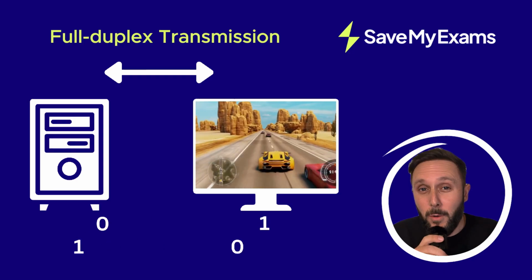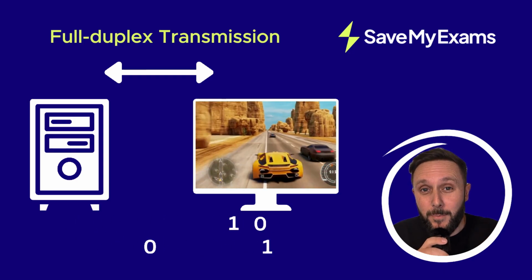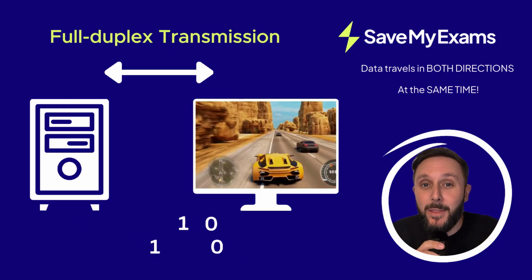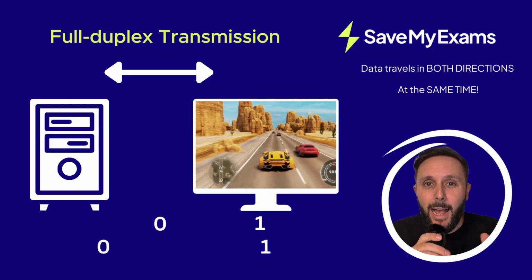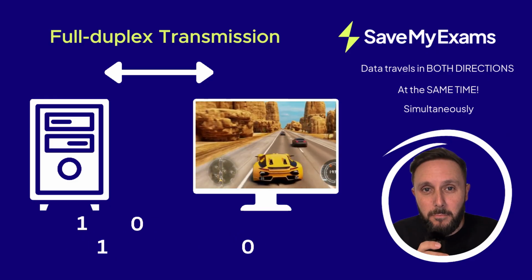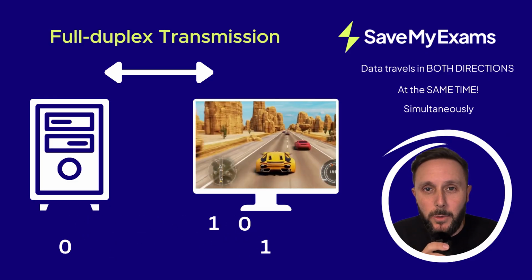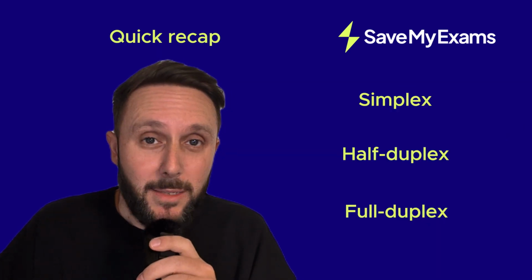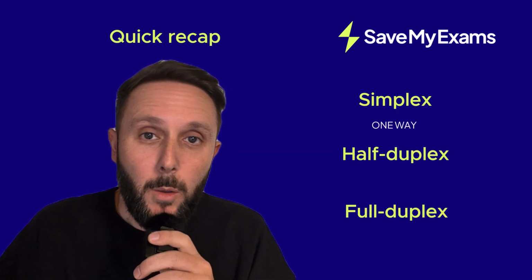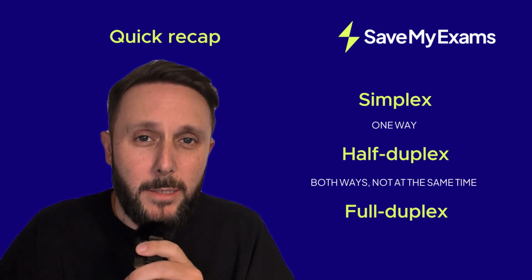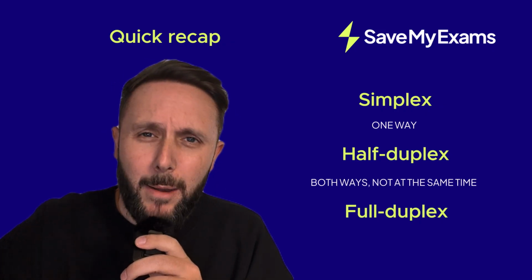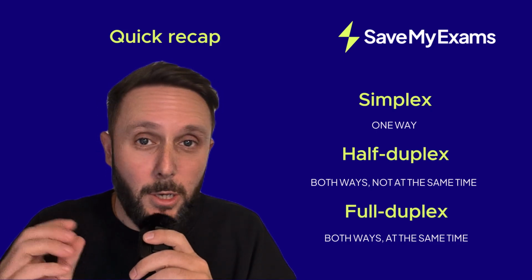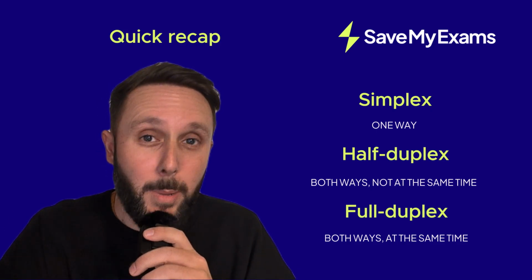And if you are following this, you've got this already, haven't you? Full duplex means both directions at the same time. You can send and receive simultaneously. Exactly what your network is doing all the time so that you can send and receive data. These three key terms tell you the direction of the data flow: one way, both ways but not at the same time, and both ways at the same time. Try and keep that locked in because exam questions love to combine this with serial and parallel.